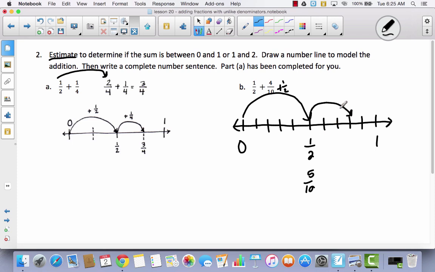1, 2, 3, oops, I need to go one more. Okay, so I start with plus 1/2, and then I'm going to add 4 tenths. So 1, 2, 3, 4 tenths. And that ends me up at 9 tenths. So I've got 1/2 or 5/10 plus 4/10 equals 9/10.